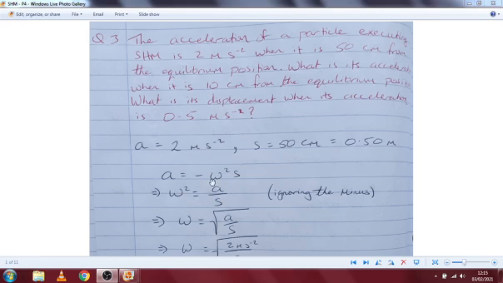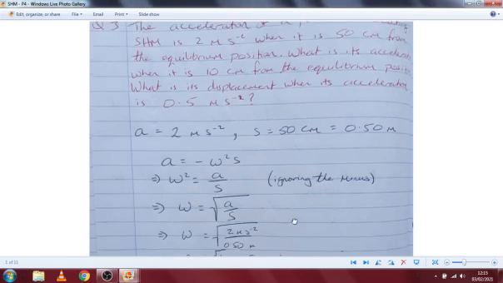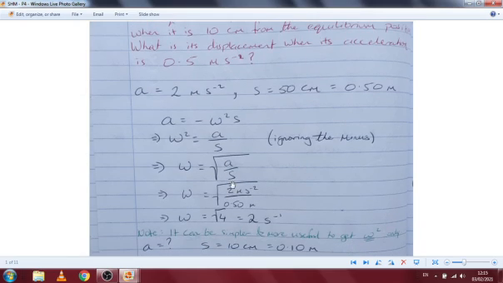So omega squared, if I divide both sides by S, is equal to A over S. Then to find omega, I'll get the square root of both sides. Once I do that algebra, I've got my acceleration 2 meters per second squared over my displacement of 0.5 meters. So that gives me the square root of 4. So my omega here, the square root of 4, that is 2 per second.